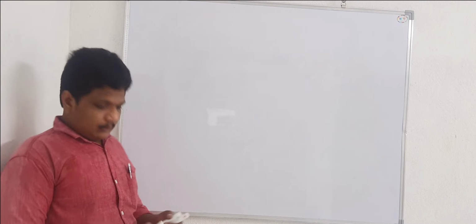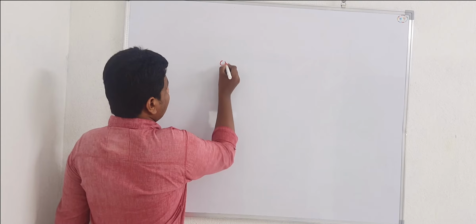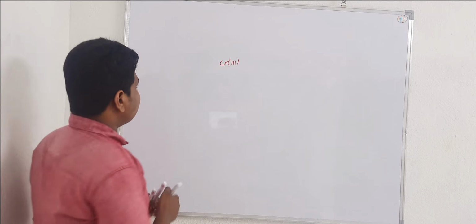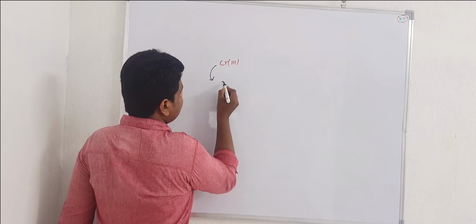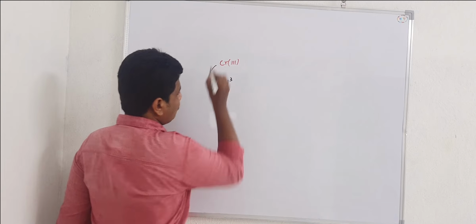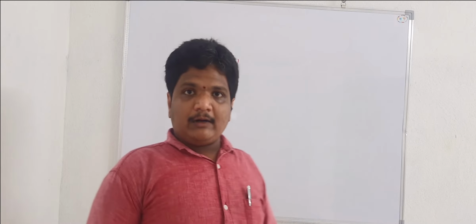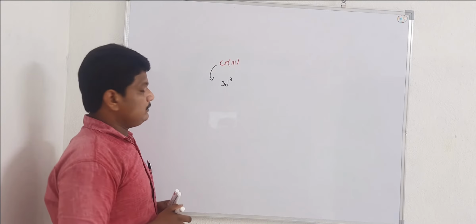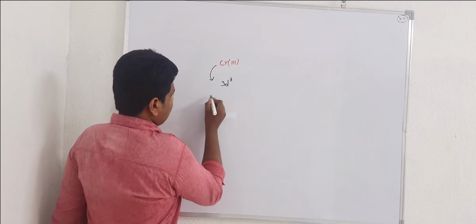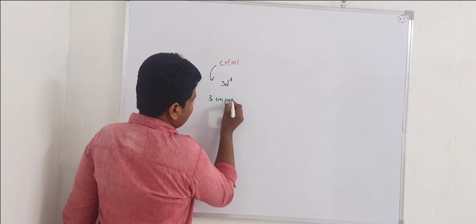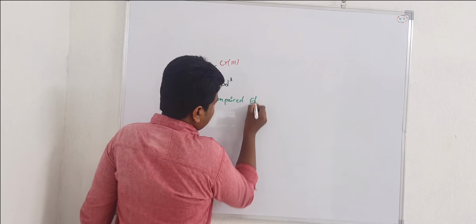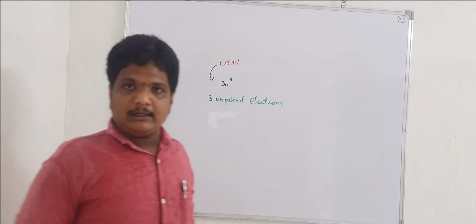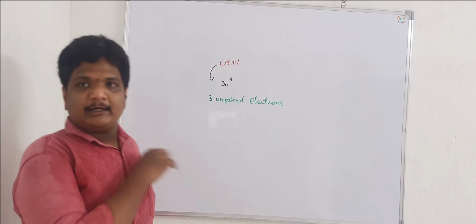Here they have given chromium plus 3. This chromium plus 3 contains the 3d3 electronic configuration. So there are 3 unpaired electrons. There are 3 unpaired electrons present in this chromium plus 3 complex.